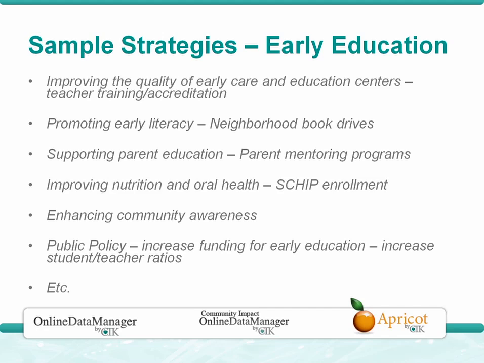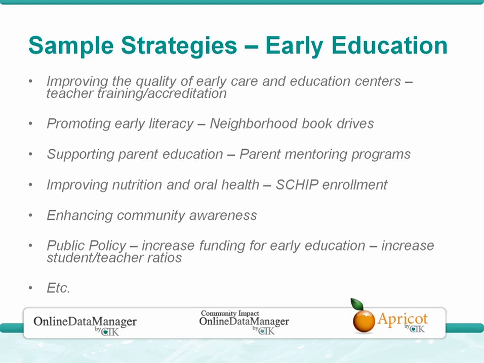So here's some sample strategies. If we were specifically, for example, looking at the issue of early education, making sure that more kids start school ready to learn and succeed, or the indicator may be third grade reading scores, whatever that indicator is, to change that, to make sure that more kids can read at third grade level by third grade, it takes a whole host of things, including improving the quality of early care and education centers by doing teacher training or accreditation of early education centers.